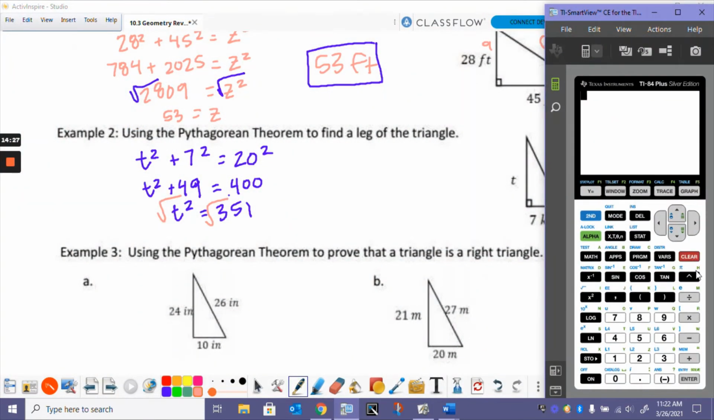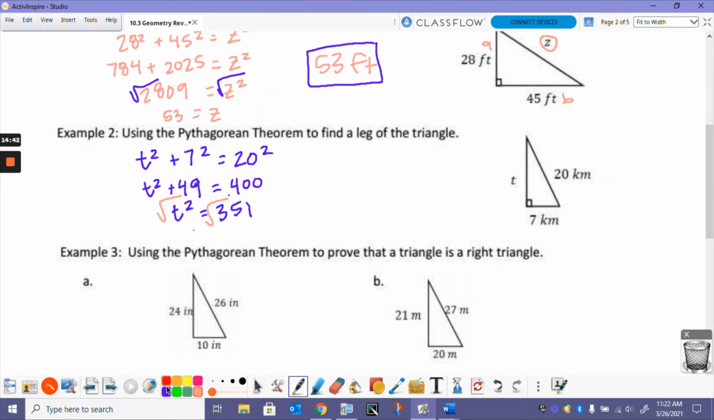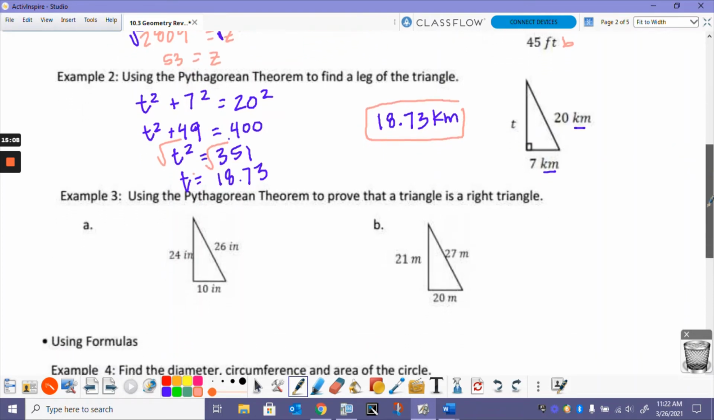Anyways, so let's take the square root of 351. And we get 18.734. So we'll leave that as 18.73. So T equals 18.73. And then answer in the correct units. Always make sure you add your units on to the end.